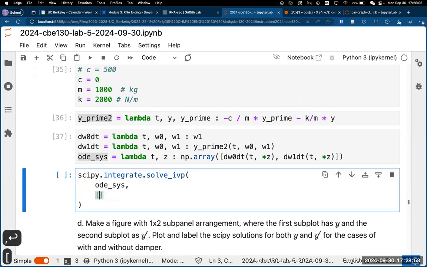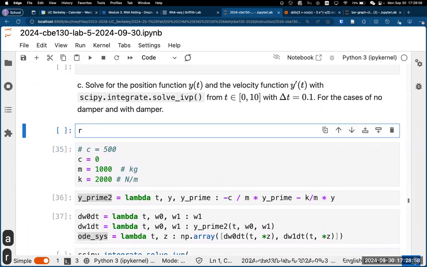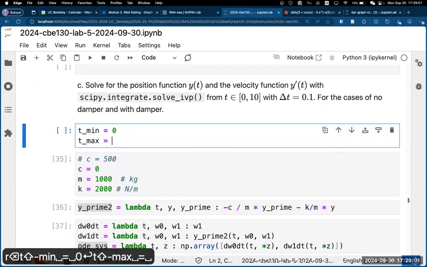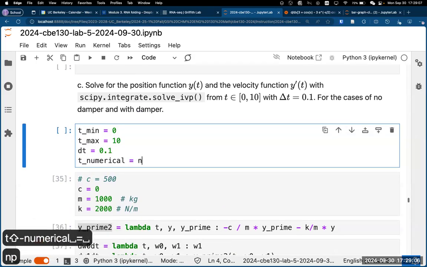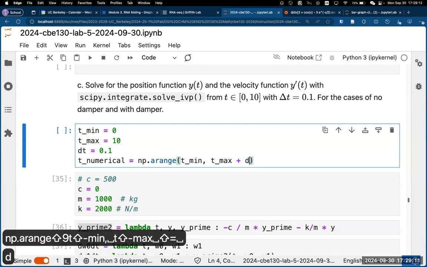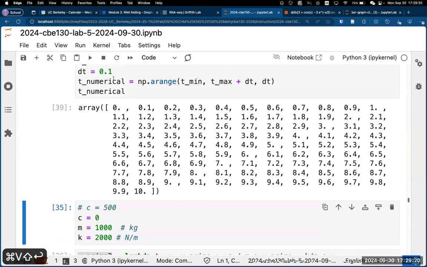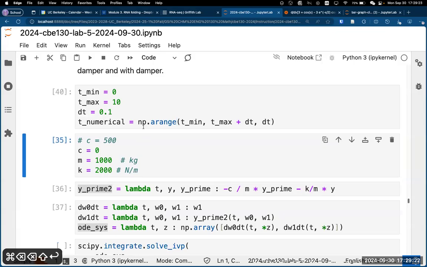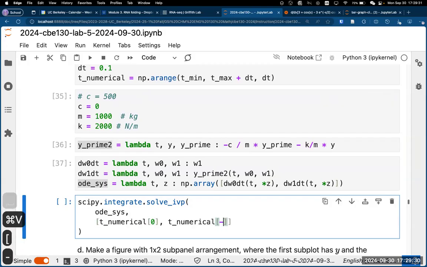So the second argument is the left and right boundaries. The boundaries are defined here. So let's define t. So t minimum is 0, t maximum is 10, and dt is 0.1. So t numeric should be np.arange from t minimum to t maximum, but including the maximum, so plus dt, comma, the step size dt. And we can see we do have a list of points. So the left bound should be t numerical of 0, and the right bound should be t numerical of -1, the last element.